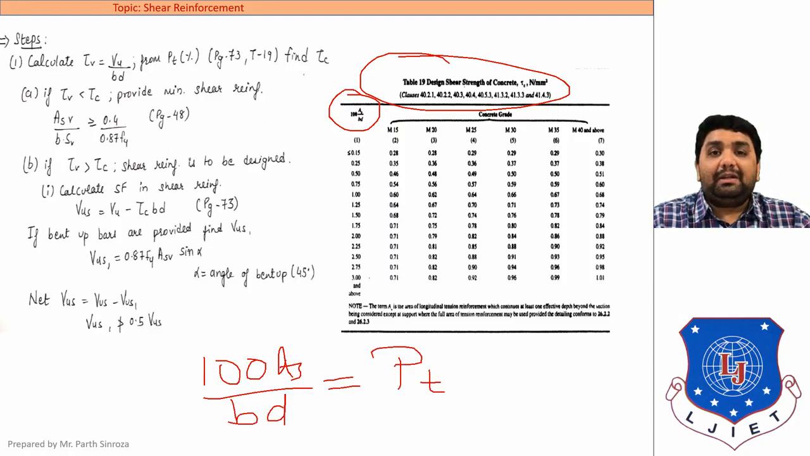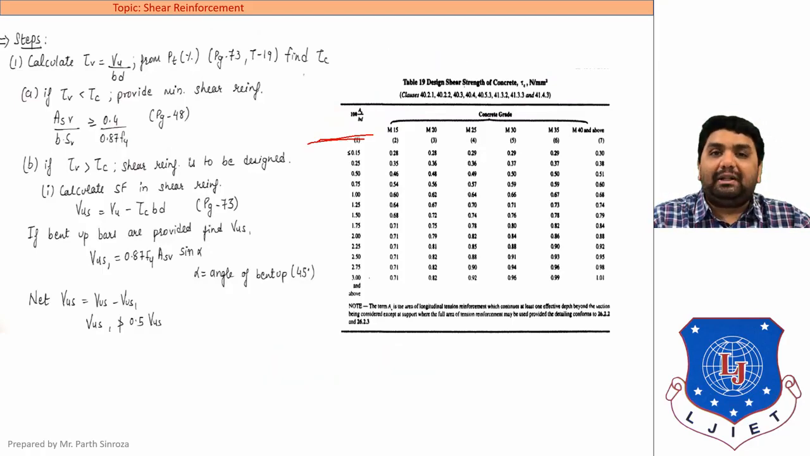If we make Ast the subject in this equation, it comes out to be Ast equal to pt bd by 100. It is just a modification of that equation, and pt is the subject in this case. So pt will be 100 As by bd. So the first column here is for pt, that is percentage of tension reinforcement. And using this pt and the grade of concrete, we can find from this table tau c, that will be shear strength for concrete. So the first step will be to find tau v and tau c.